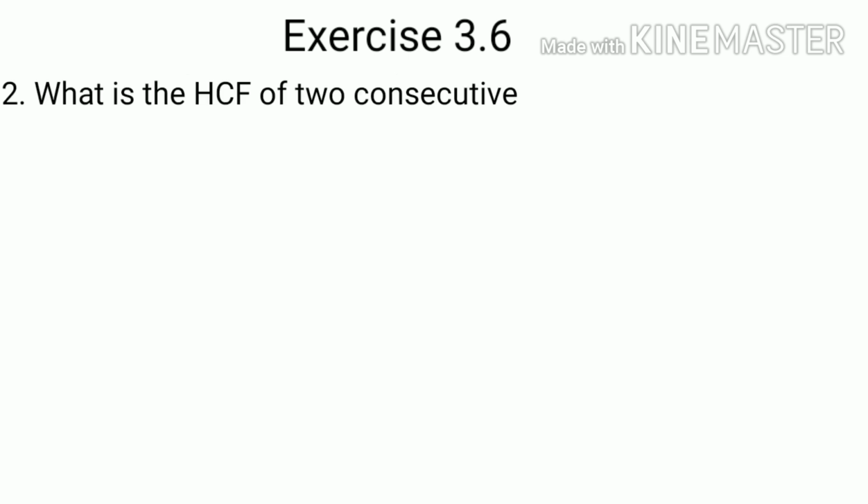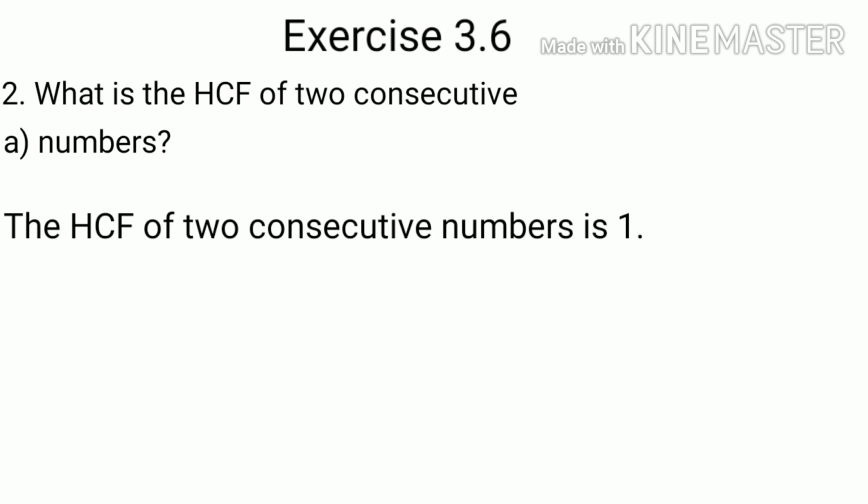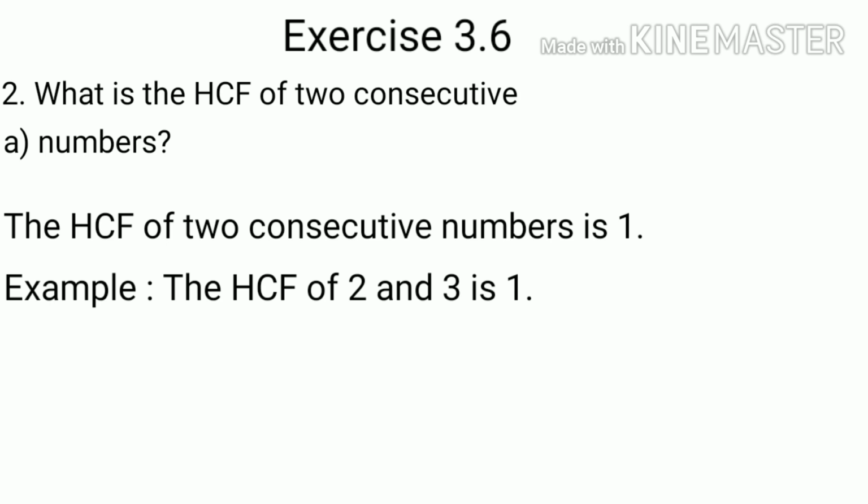Now let's solve question number 2. Question number 2 is, what is the HCF of two consecutive numbers? Consecutive numbers means the numbers which do not have any number between them. So the HCF of two consecutive numbers is 1. Example, the HCF of 2 and 3 is 1 because 2 is a prime number as the factors of 2 are 1 and 2. And 3 is also a prime number as the factors of 3 are 1 and 3 only. Since the largest common factor is 1, so the HCF of 2 and 3 will be 1.